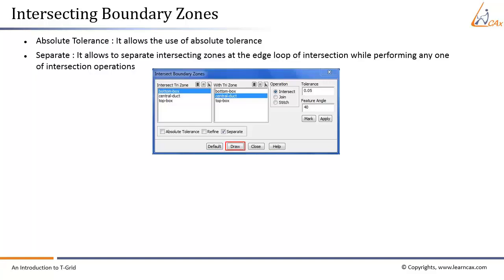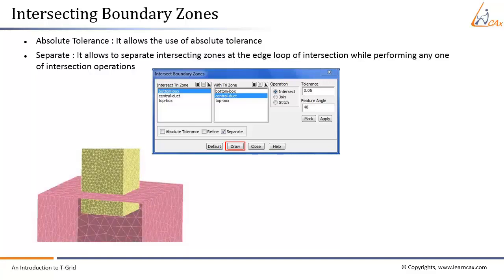Now, as you can see here, the two ducts are crossing into each other, but they don't have any connection at nodes or at edges. To separate central duct into two parts at the intersection, we have used intersect option along with separate sub option. As an output, you will get central duct separated into two parts at an intersection with outer duct.